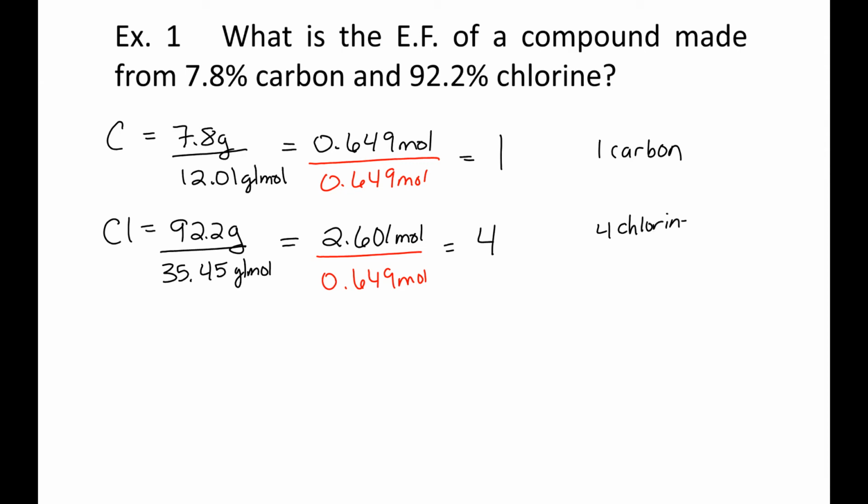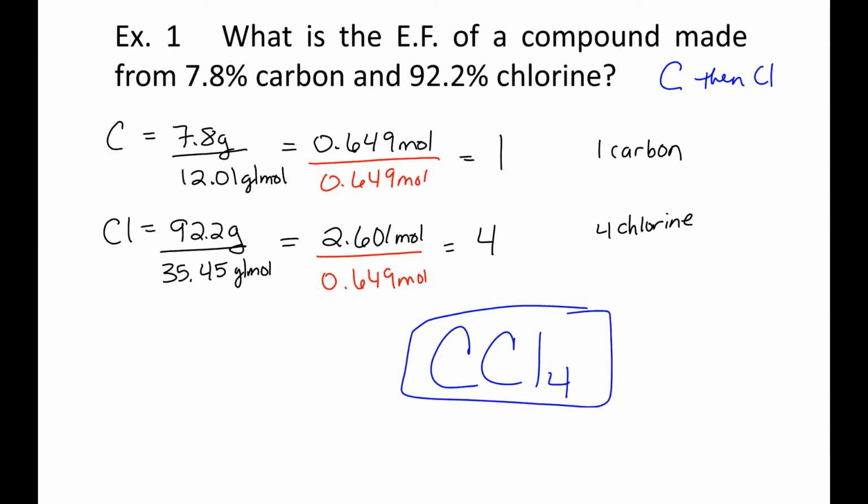Now for your formula, what's listed in the problem? Carbon is listed first and chlorine is listed second. So C comes first, then chlorine, because that's the way it's listed in the problem. You don't have to figure out which goes first in the formula. So this is CCl4. Okay, so far so good, I hope.